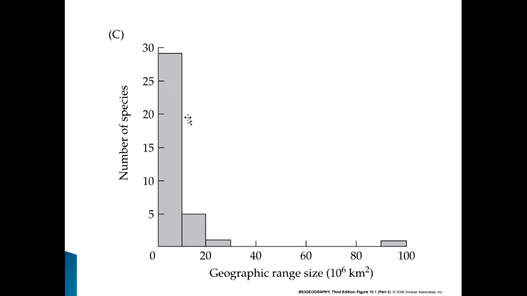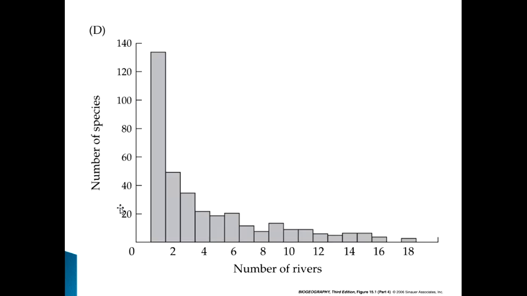Here's another example. Number of species, geographic range size. So many species have small geographic range sizes, and that decreases as you go to organisms that have huge geographic range sizes. So lots and lots of pupfish type creatures, very few blue whale type creatures. Here's another one. This is number of species and the number of rivers that it's found in. Again, many species are found in one river, and successively fewer are found in many rivers. So that would be a proxy for geographic range size.